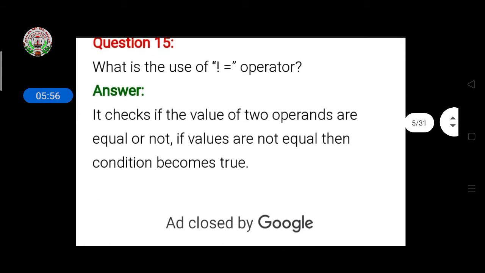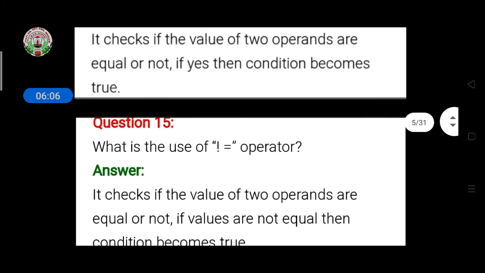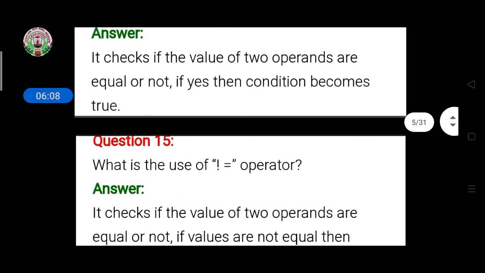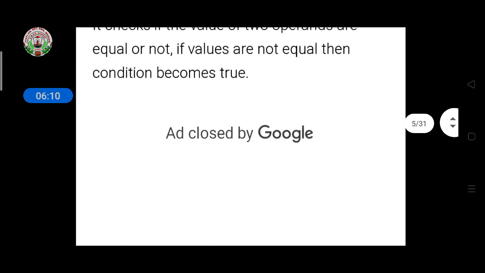Then the explanation of the equal to operator. It checks if the value of two operands are equal or not. If values are equal, then the condition becomes true. The same is given here, for both the operators.